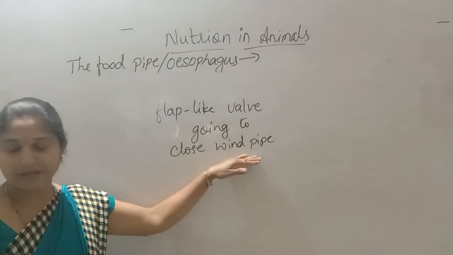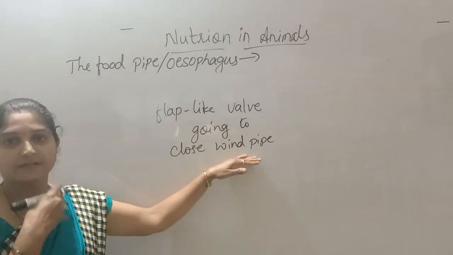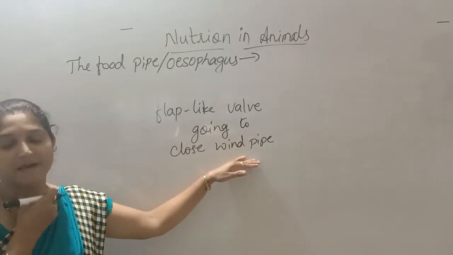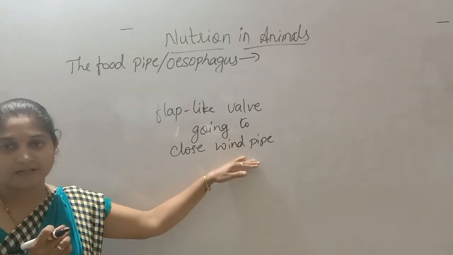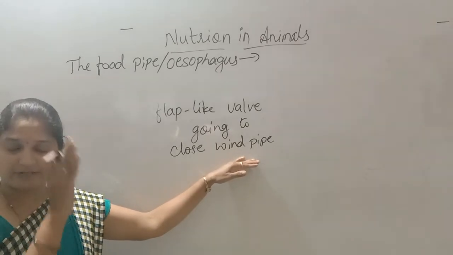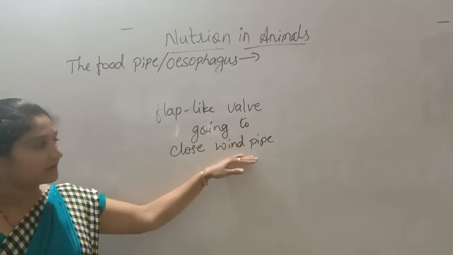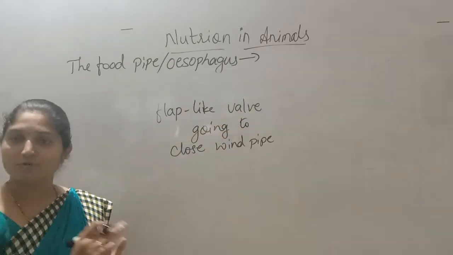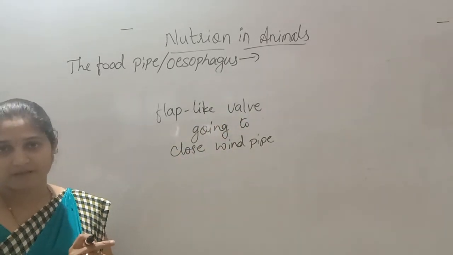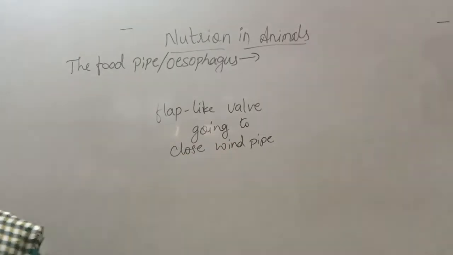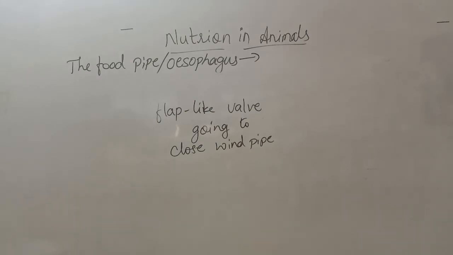When the food is going to enter through our neck, the throat, I told you that the passage is the same. The food and wind should pass through this throat only, right? But the pipes are different, windpipe and food pipe. So when the food is going to enter, at that time these walls close automatically. Then there is no option for food particles to get into the windpipe. Okay?